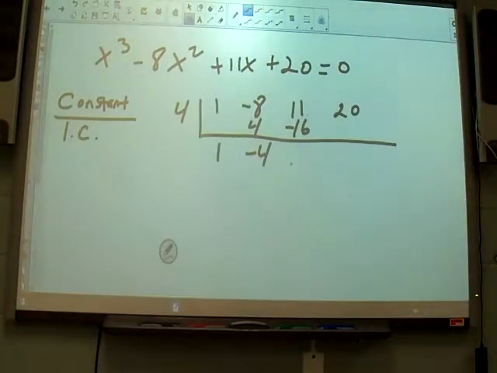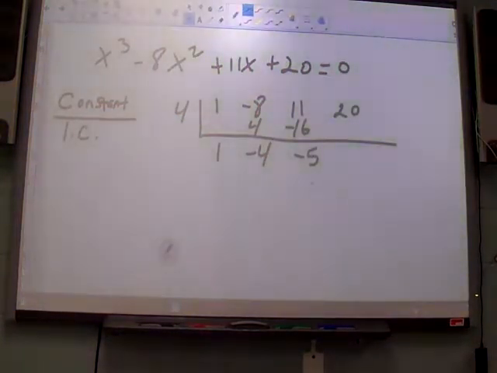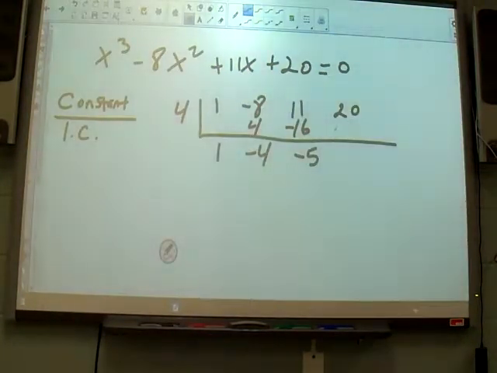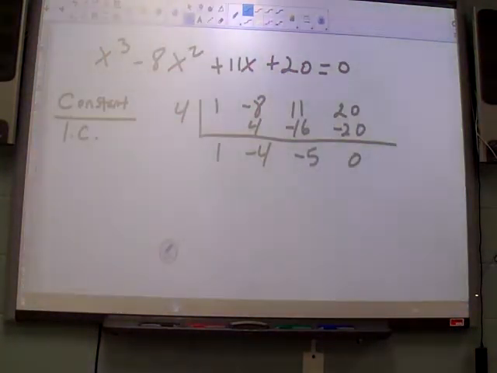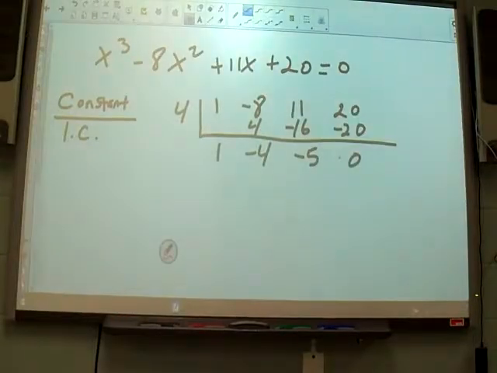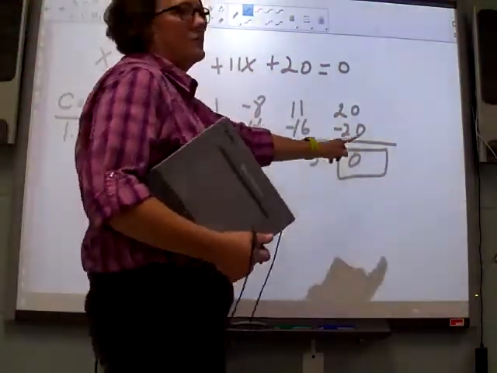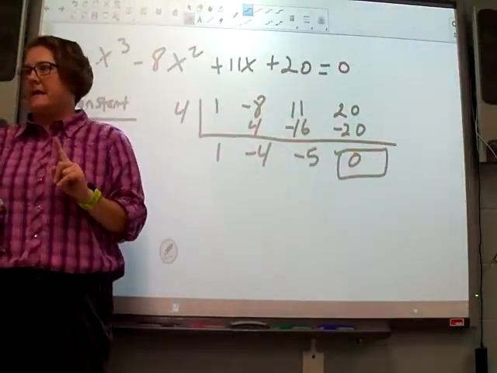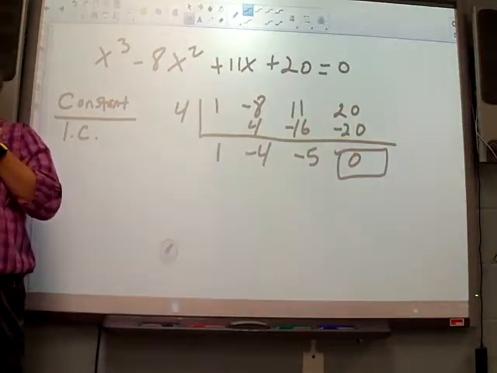11 plus negative 16 is negative 5. Multiply, negative 5 times 4 is negative 20. I add and get 0. So she picked us a fabulous answer because we got a 0 in the remainder, so it only took one try that time.